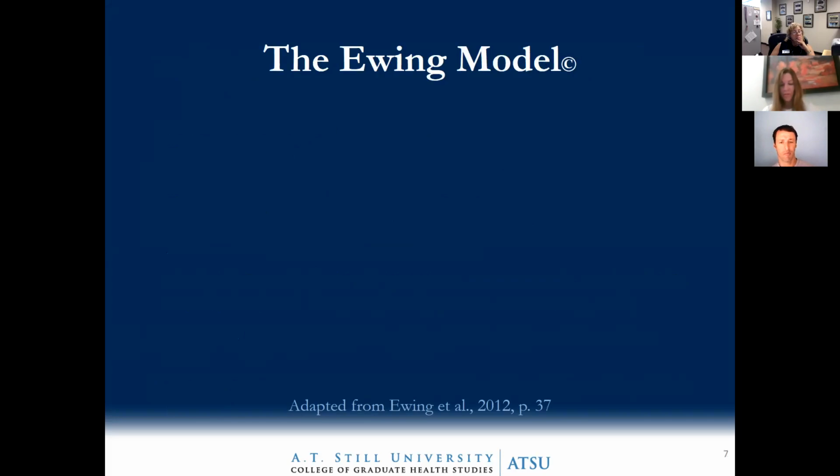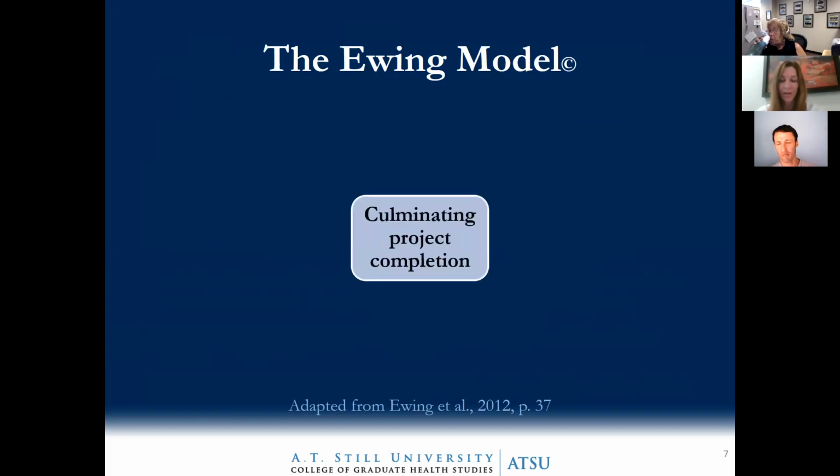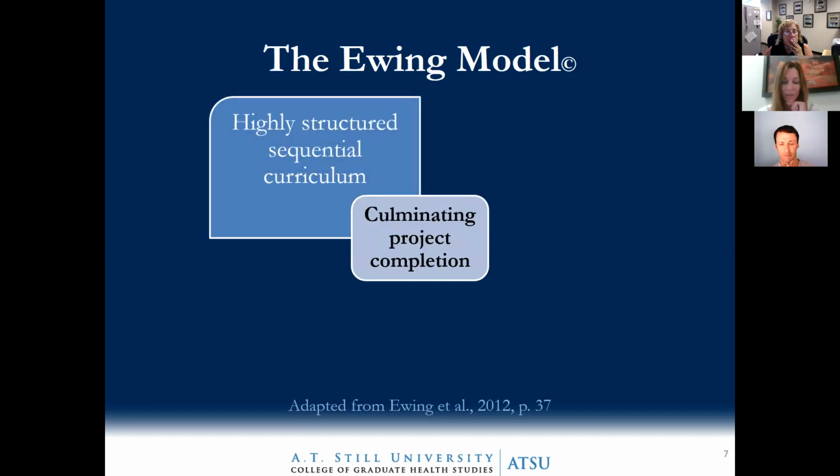So the Ewing model was created and implemented in 2010 for our online Doctor of Health Sciences program at ATSU to help students complete their culminating project, which is called an ARP, or Applied Research Project, in that program. And the Ewing model is characterized by 4 major components. First, a highly structured sequential curriculum, which consists of 5 courses where students learn as they go and learn as they are conducting their own research.